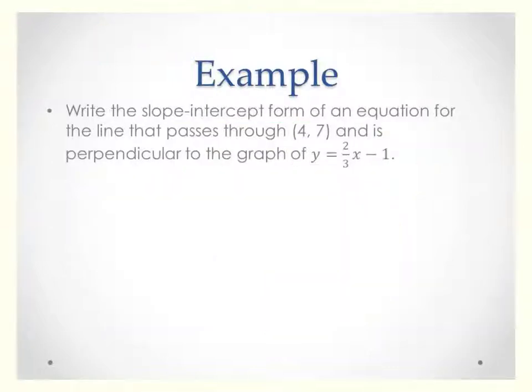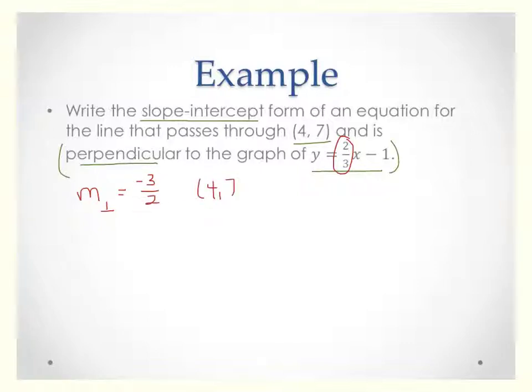Alright, so let's try that again. Still writing point slope form, passing through this point, perpendicular to this line. So this part right here tells us a what? It tells us a slope. And in this case, do we already know the slope of this line? We do. This one is in slope-intercept form, so the slope of this line is 2/3. So what is my perpendicular slope? Negative 3/2.